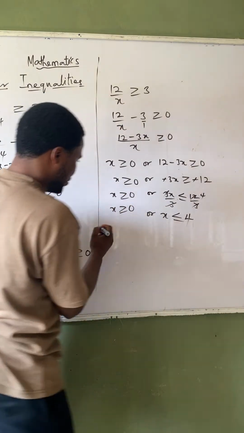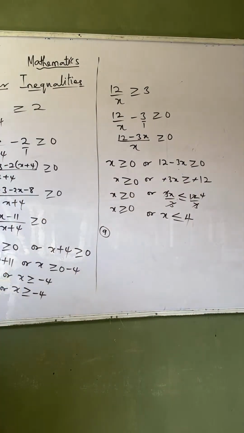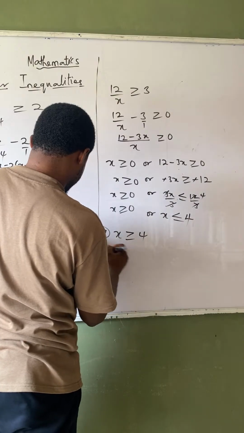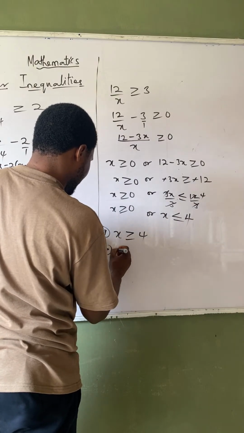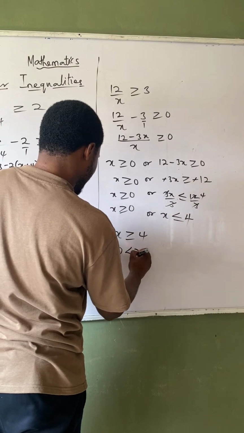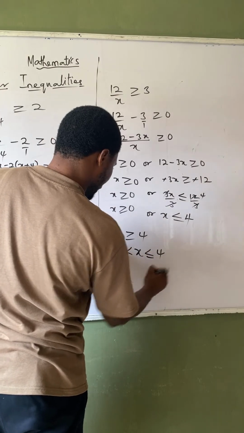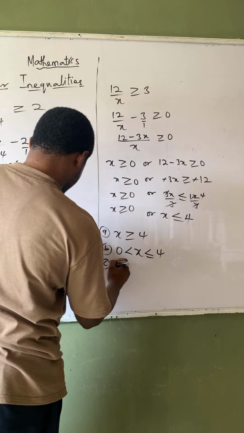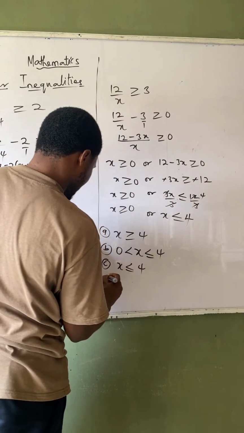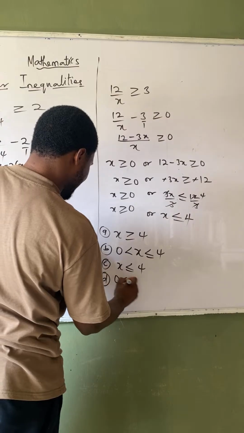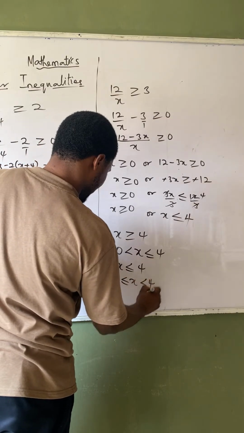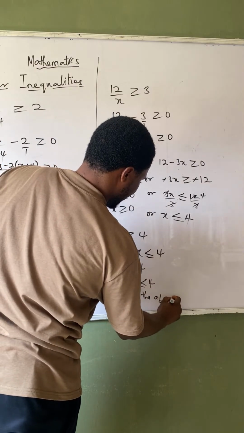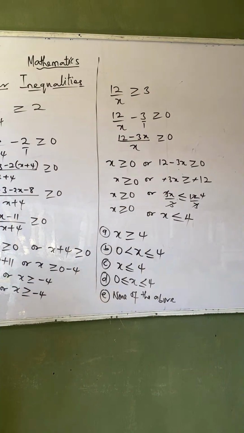Now, let's look at the options. I'm going to read out the options now. Option A says x is greater than or equals to 4. Option B says 0 is less than x, then less than or equals to 4. Then you can tell me your answer here. Then option C, we have x is less than or equals to 4. Then D, we have 0 less than or equals to x, less than or equals to 4. Then E, none of the above. Those were the options from the question that I gave on Christmas Day.